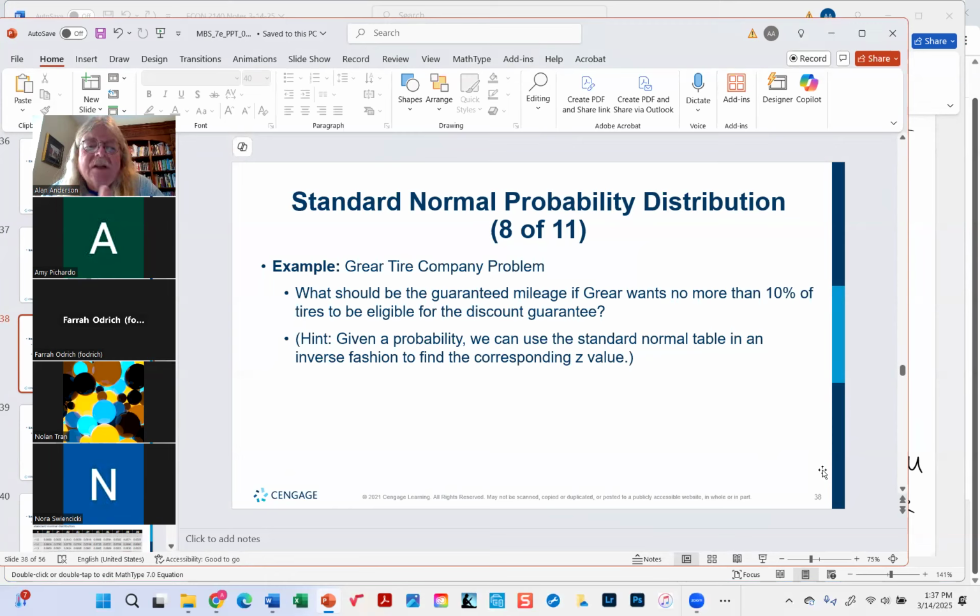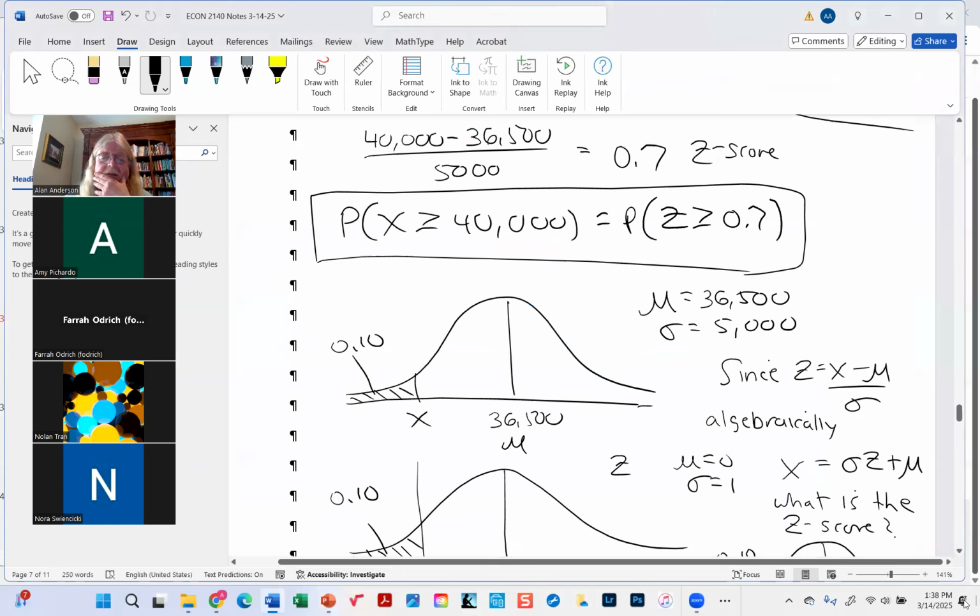But they don't want to have to give half the customers a new tire. So they're going to have to be careful where they choose that guarantee to be. If they guarantee, let's say, 50,000 miles, they may have 90% of the customers coming back looking for a refund. So they want to maximize that percentage of refunds at 10%. So we have to solve for the number of miles such that only 10% of the times will the mileage be less than that. So here's what it looks like right here.